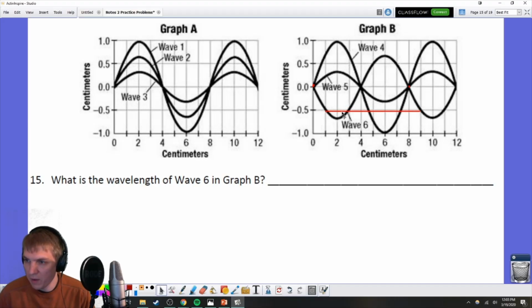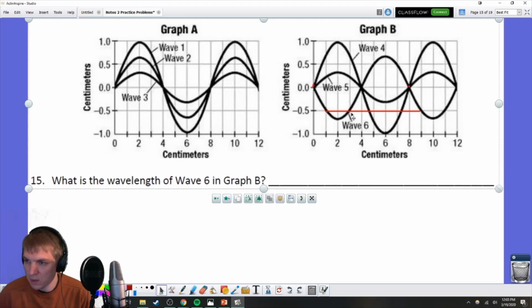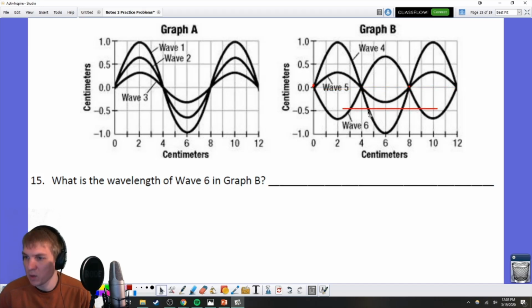So notice if I follow this line anywhere, it's hitting this point right here and this point right here. Let me see if I can select just this line. There we go. It's following in both spots. So if I go trough to trough or midpoint to midpoint, it's hitting the exact same spot. I'm just going to go trough to trough because that's good convention for measuring wavelength, or crest to crest. And it's going from 2 to 10. So we want to measure that distance from 2 to 10. That is a difference of 8, and then we have to read the axis, 8 centimeters. So that's the wavelength.